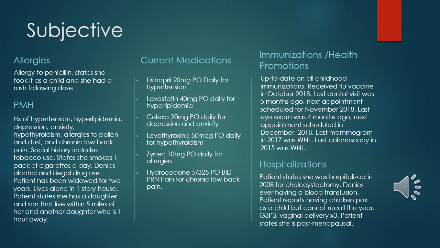Subjective data. Allergies. The patient has an allergy to penicillin. States she took it as a child and she had a rash following the dose. Past medical history. History of hypertension, hyperlipidemia, depression, anxiety, hypothyroidism, allergies to pollen and dust, and chronic low back pain. Social history includes tobacco use. States she smokes 1 pack of cigarettes a day. Denies alcohol and illegal drug use.